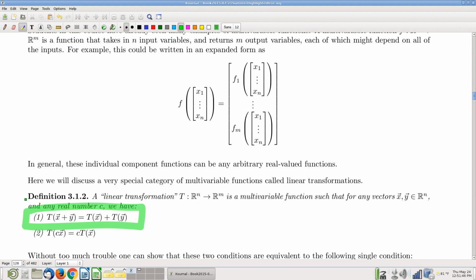Can we have a situation in which we have T of x minus y? Does that become T of x minus T of y?